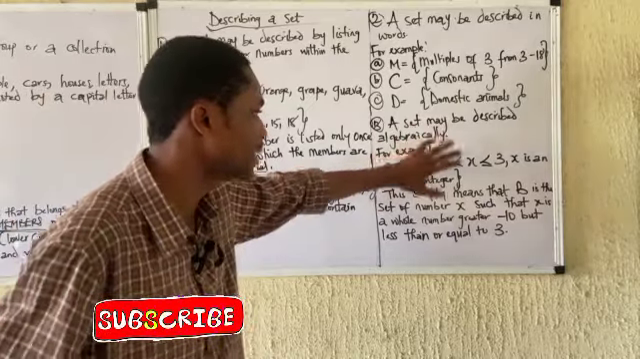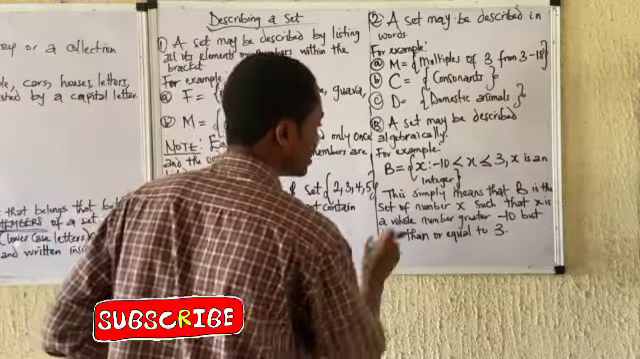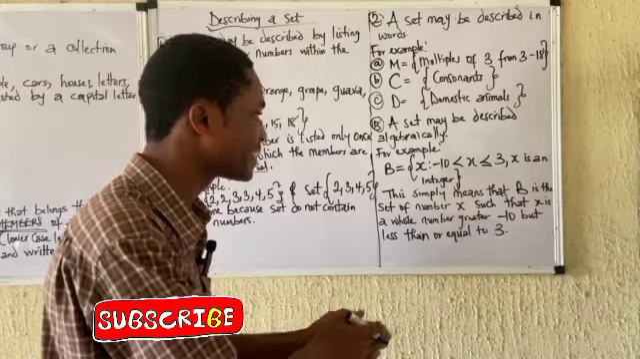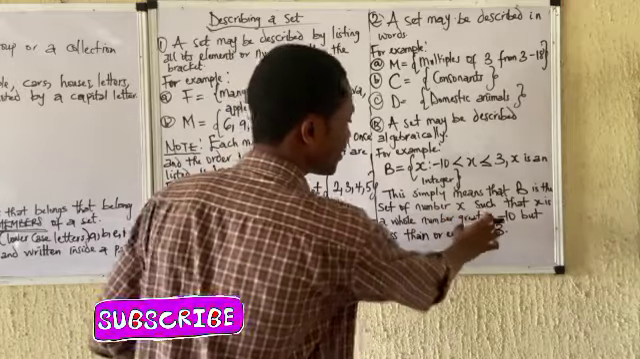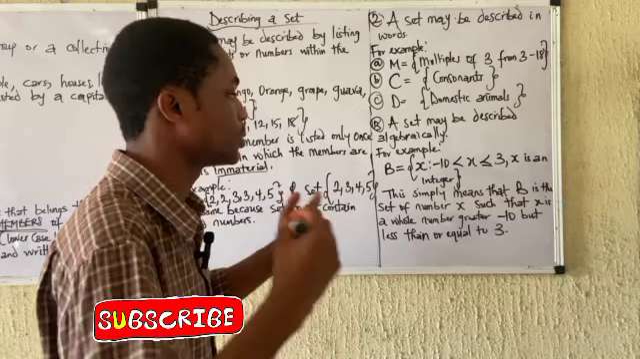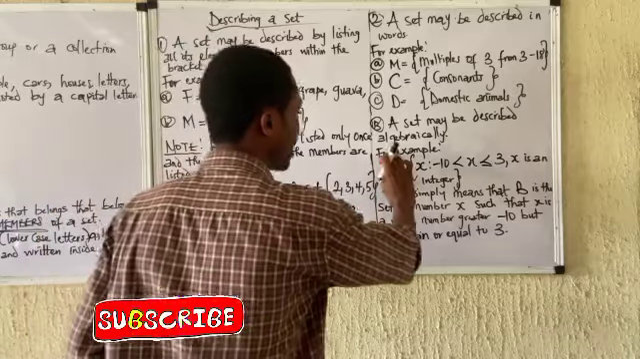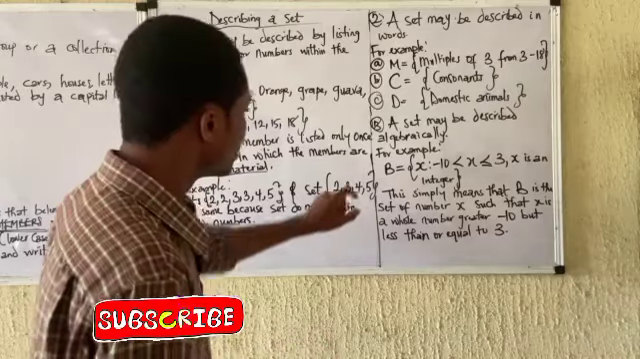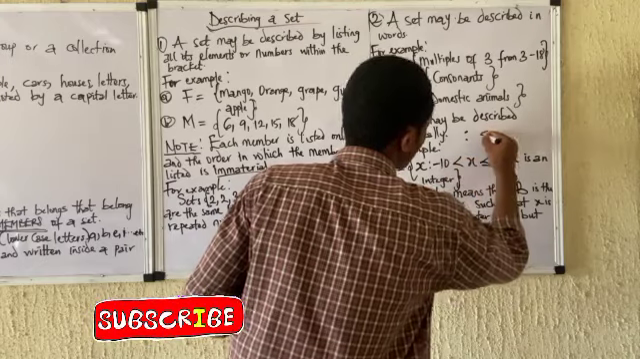For instance, let me explain this algebraic expression here. Let me read the note under. This simply means that B is the set of numbers x such that x is a whole number greater than negative 10 but less than or equal to 3. Okay, let me explain this one now. I said B has an element x. This colon here signifies "such that".